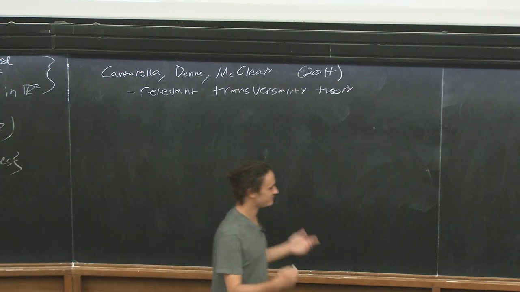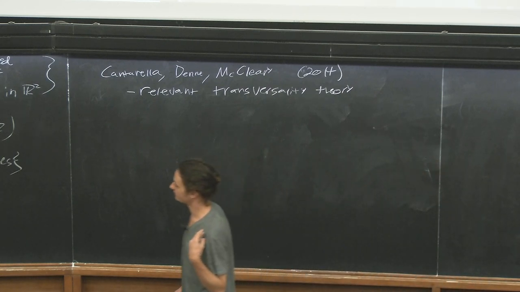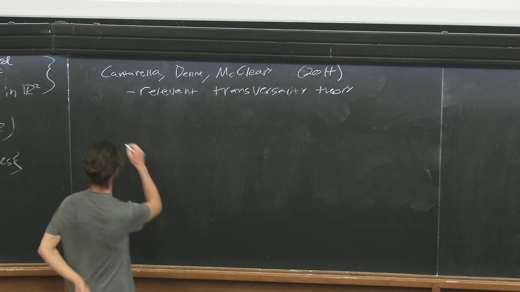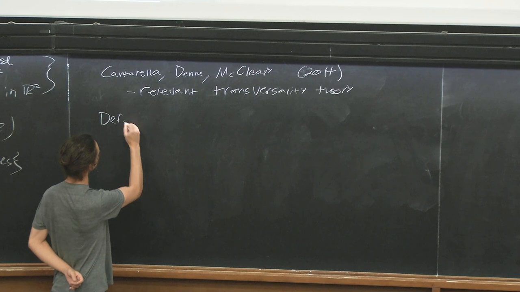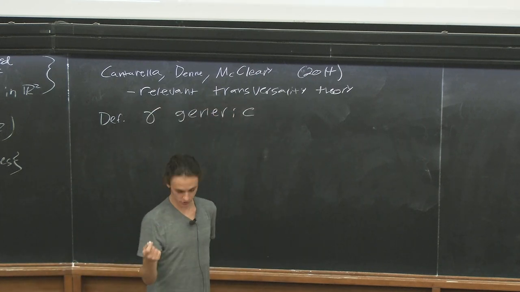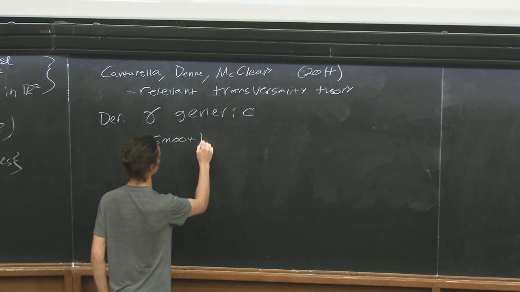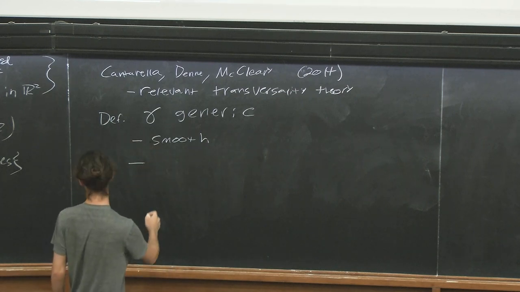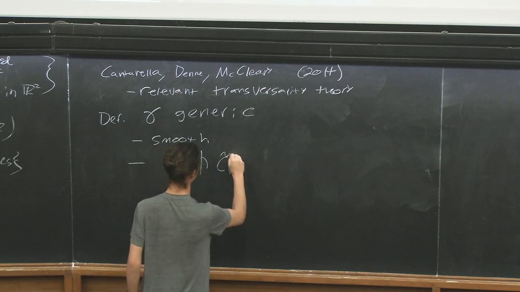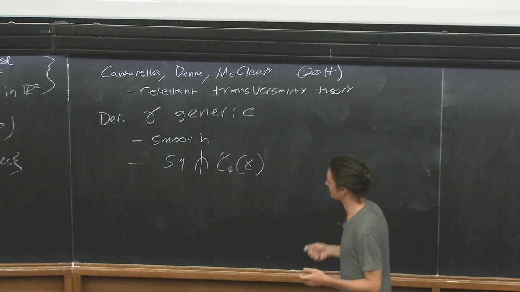But now that we have machinery like this, it's actually really easy to explain how to prove this fact for smooth curves. What we can do is define gamma to be generic if it has the following two properties. It's smooth, and we have a transverse intersection between squares and the configuration space. This is what it means for a Jordan curve to be generic in my book.